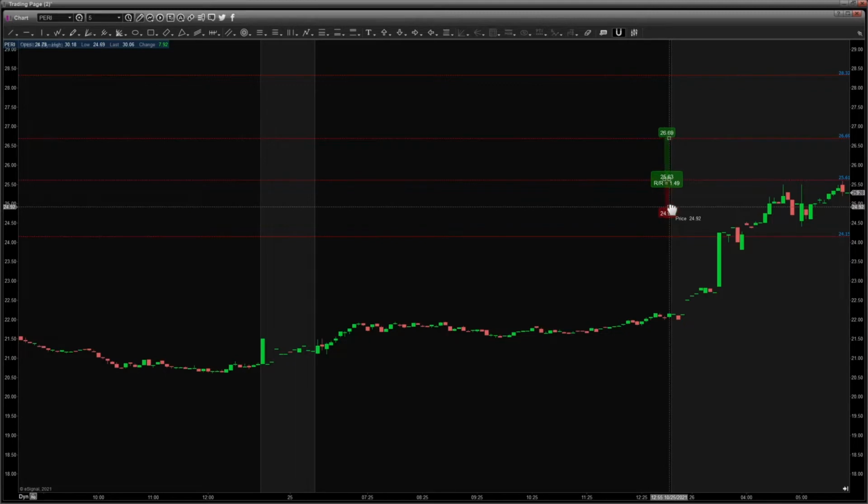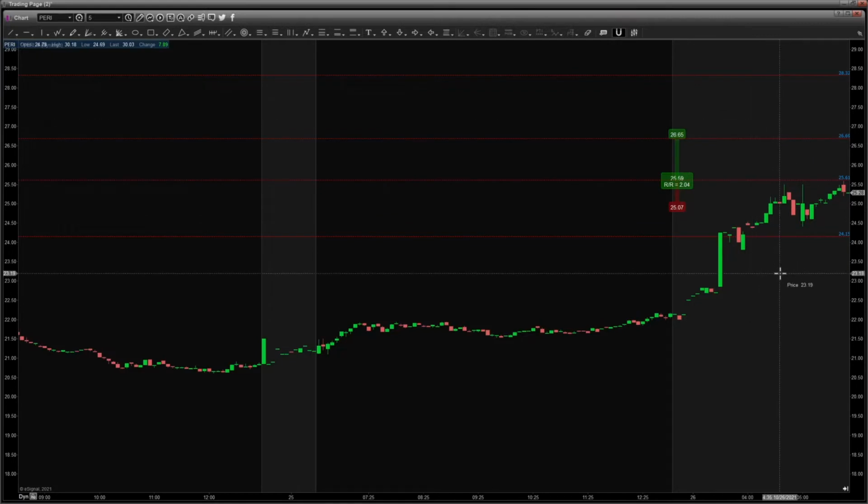Everyone has their own personal preference for how they might want to set their stops. This is just to have a 2-to-1 profit loss. I could actually right click if I can't get exactly 2. It's hard to just drop it, so all right, we'll just leave it about there. This would have been my stop, 25.07. So I'd want to enter here, taking profit here, stopping out here.